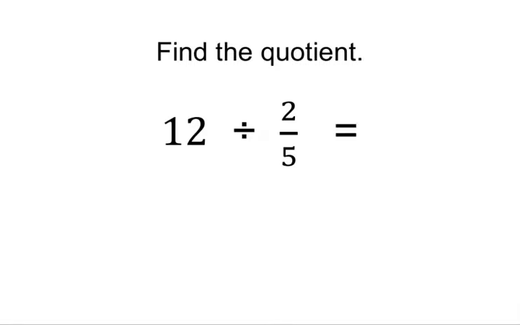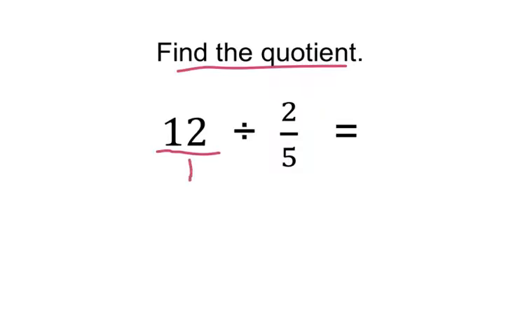Okay, we are on quarter 2, week 8, day 1, and we are going to find the quotient. All right, so we're going to look here, 12. All we're going to have to do is make that 12 over 1, and now that's a fraction. So what are we going to do? Since we're dividing fractions, we're going to keep, change, and flip.